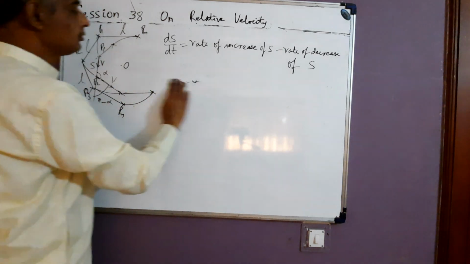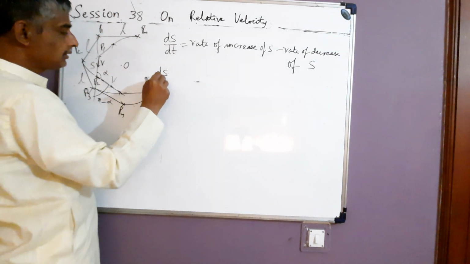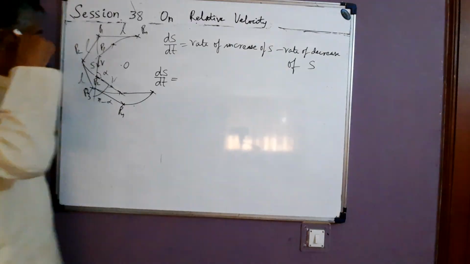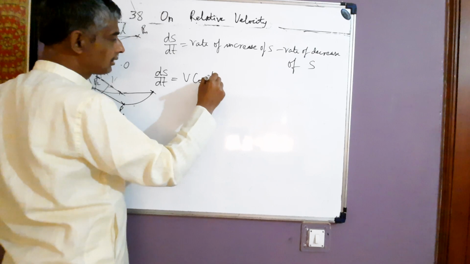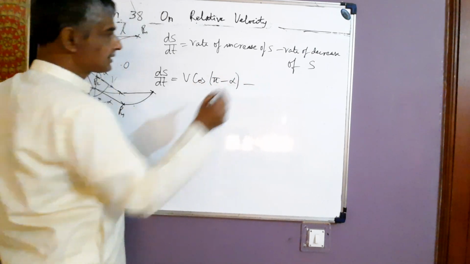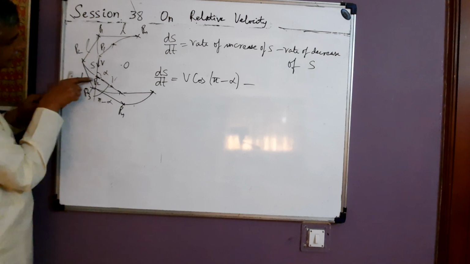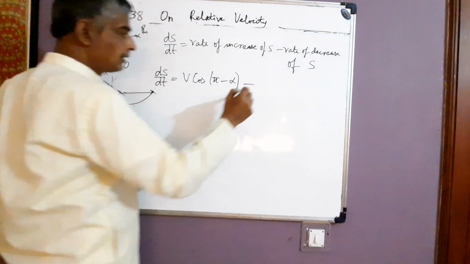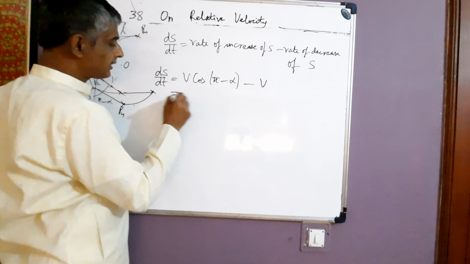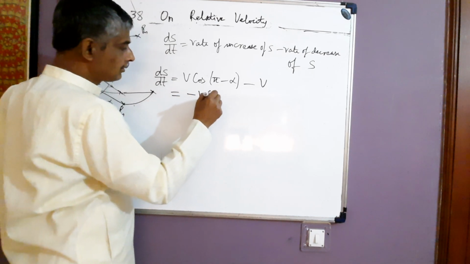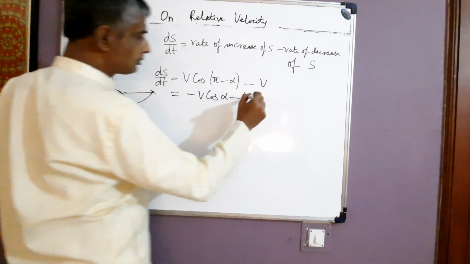So ds by dt is equal to rate of increase of s, that will be equal to v cos(pi minus alpha), minus rate of decrease of s. Now this v is directed towards P2. It will tend to decrease s. So the rate of decrease of s will be v. Now v cos(pi minus alpha) is, from trigonometry, minus v cos alpha. So minus v cos alpha minus v is equal to ds by dt.